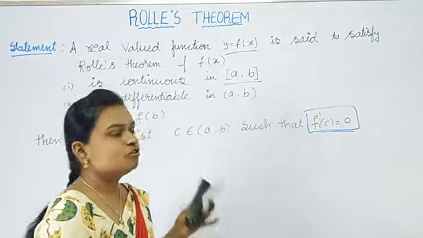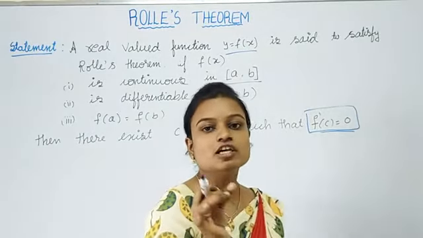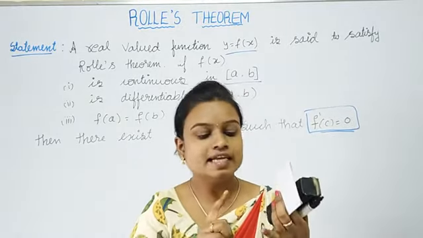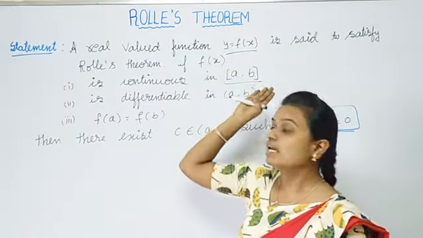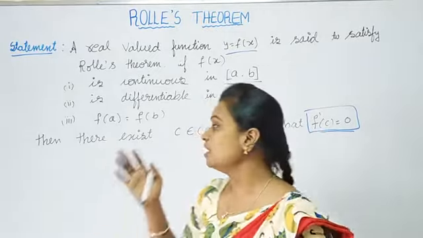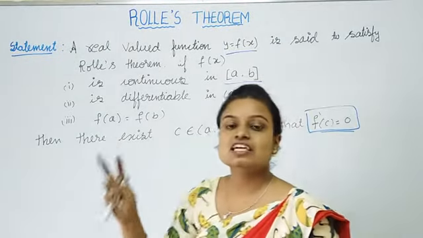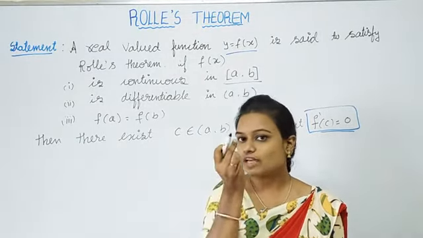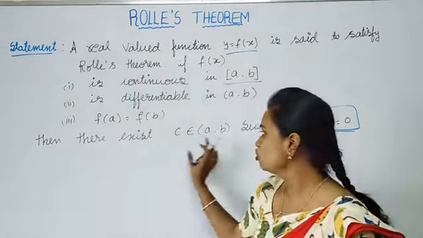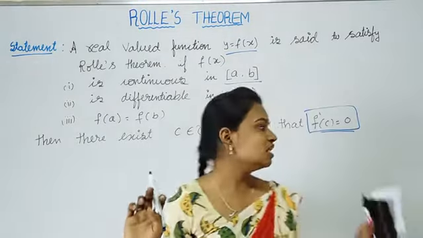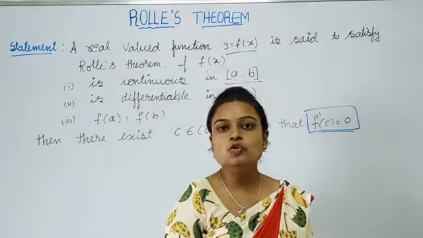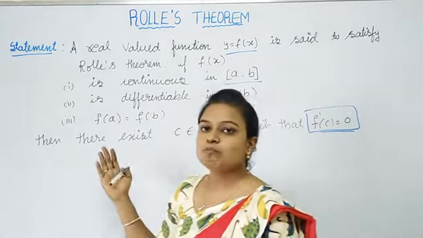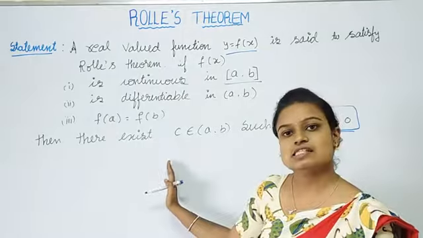So if we say that a function satisfies Rolle's theorem, it has to satisfy three conditions. The first condition is it is continuous in closed interval a comma b, and it is differentiable in open interval a comma b, and the third condition is f of a must be equal to f of b. Then there exists one element c that belongs to open interval a comma b such that f dash of c is equal to 0. This is the statement of Rolle's theorem. Next we do some problems using this theorem.